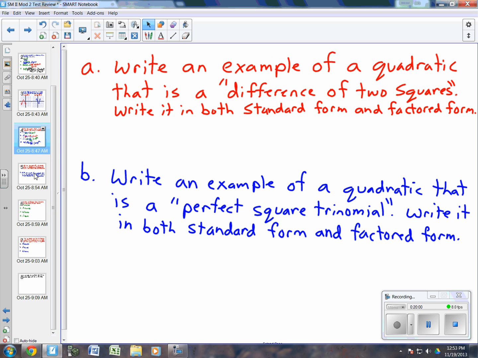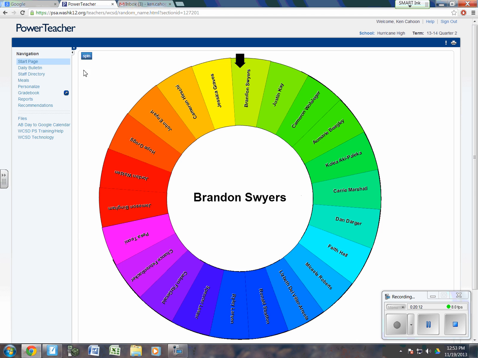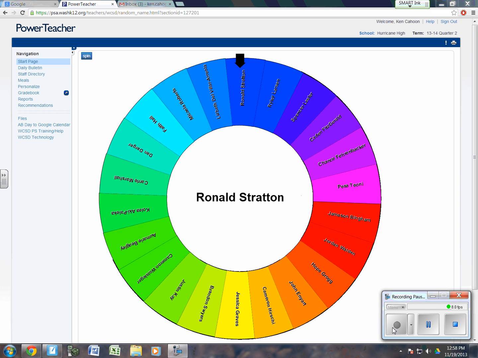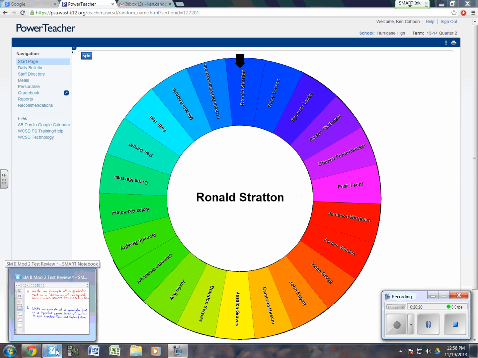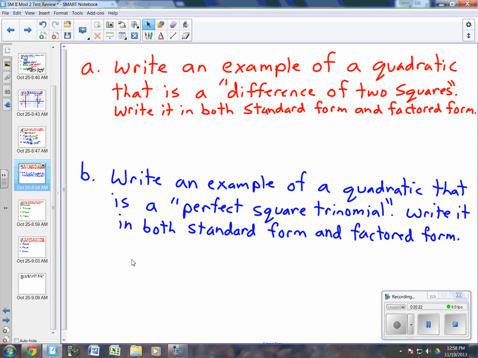Okay, here we go. Next one. Write an example of a quadratic that is the difference of two squares. Write it in both standard form and factored form. I'd be looking in your notes. I'll give you a second. Okay, Cole is going up there. Okay, go. Hurry back.